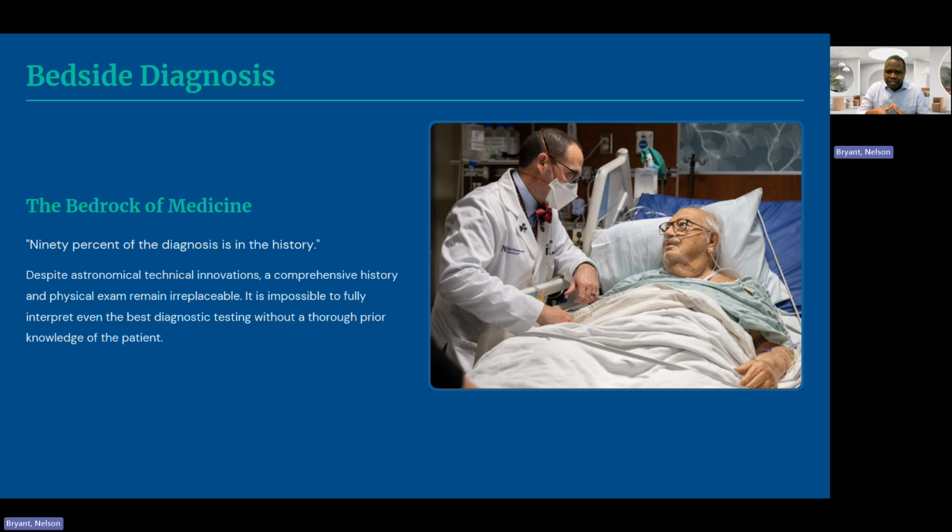So to accurately diagnose a condition, especially the complex ones, it's very important to assess the patient in front of you. It doesn't necessarily have to be at the bedside, but it can be in the clinic. We always have opportunities to assess them in person.